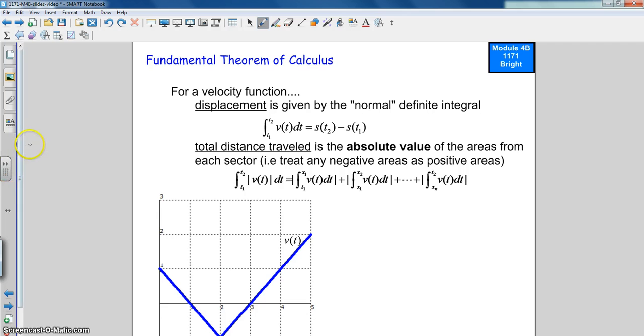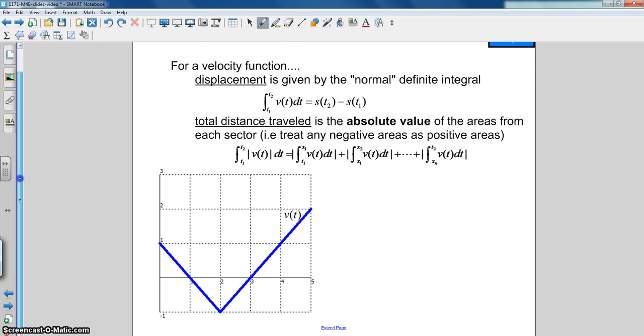A direct result of this comes into play when we use physics. Displacement is just going to be what you would get out normally, so you don't have to worry about any signs or anything like that. You just determine the antiderivative of v of t, which is the position function, s, and then evaluate it at the upper bound minus whatever you get out when you evaluate it at the lower bound.